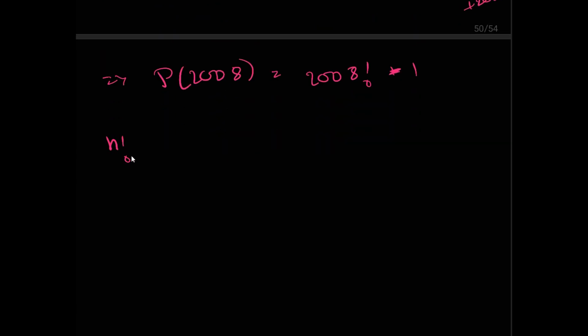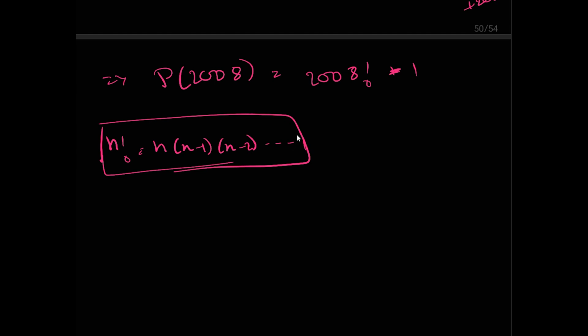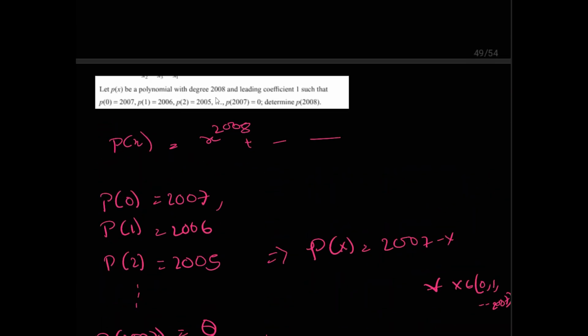Here factorial means n into n minus 1 into n minus 2 and so on up to 1. We need not expand this expression as n factorial. Therefore, the answer will be 2008 factorial minus 1. Now let's move on to the next question.